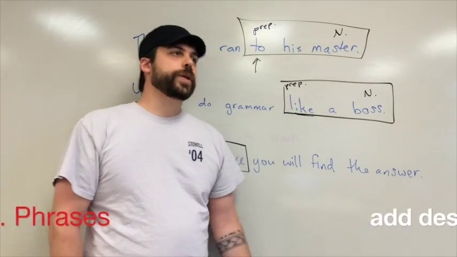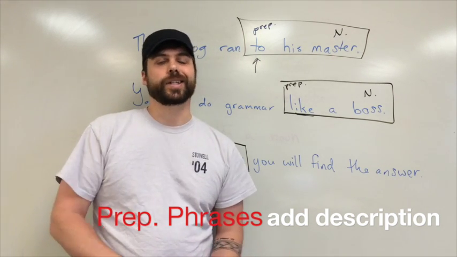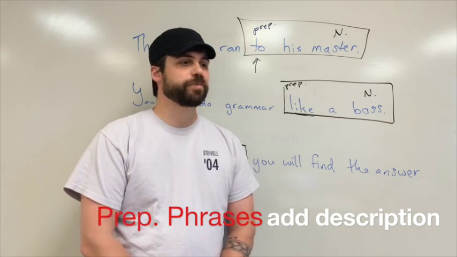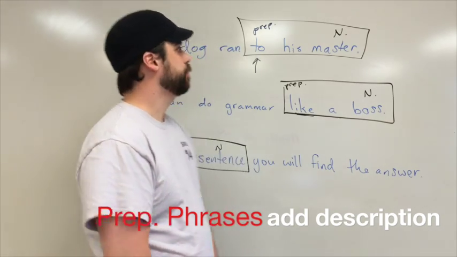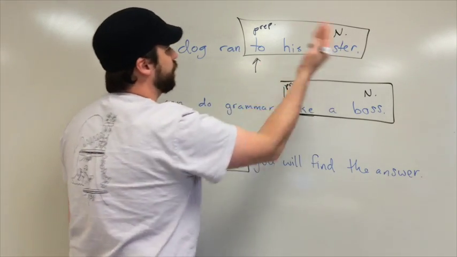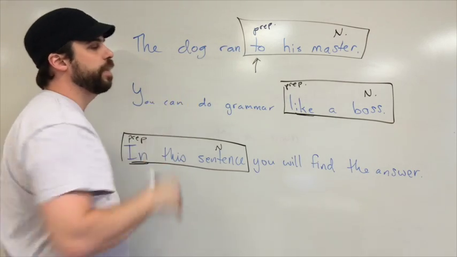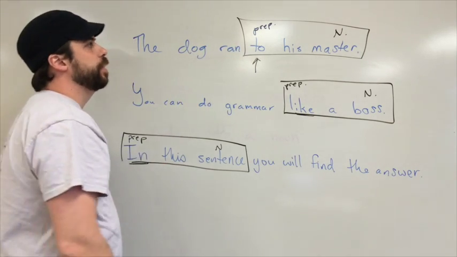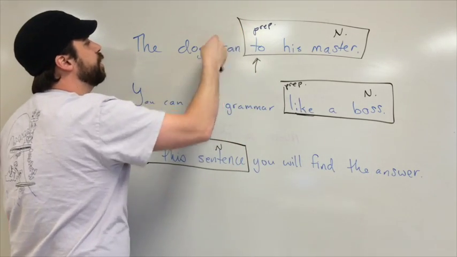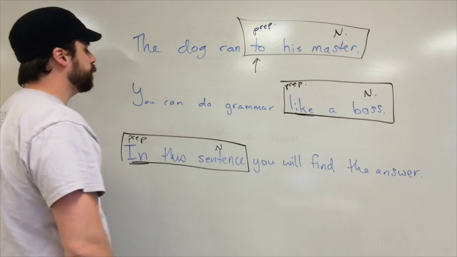To tell you the truth, the reason we have prepositional phrases is that they just add a little bit more detail to a sentence. They act like either adjectives or adverbs, just adding further description. Like in this first sentence, to his master. It's not necessary to the sentence. The dog ran. That would be fine by itself. But to his master kind of adds a little bit more detail to ran, how the dog ran.